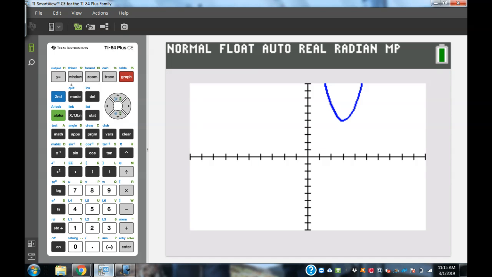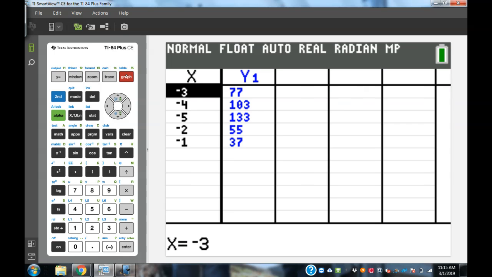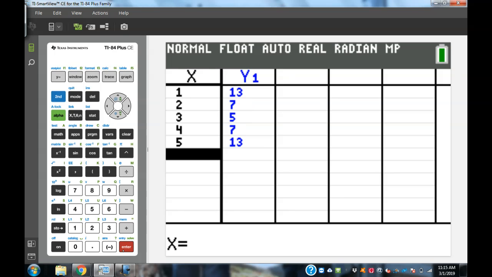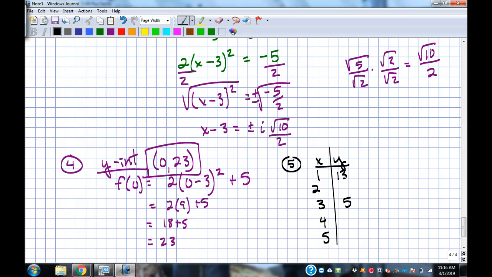So on the calculator, when I want to type those numbers in, I'm going to hit second graph to get to the table. Then I'm just going to type in the x values from that table. I had 1, 2, 3, 4, and 5. And I get the y values that go with those, and I'll just fill in my table from there. 13, 7, 7, 13.